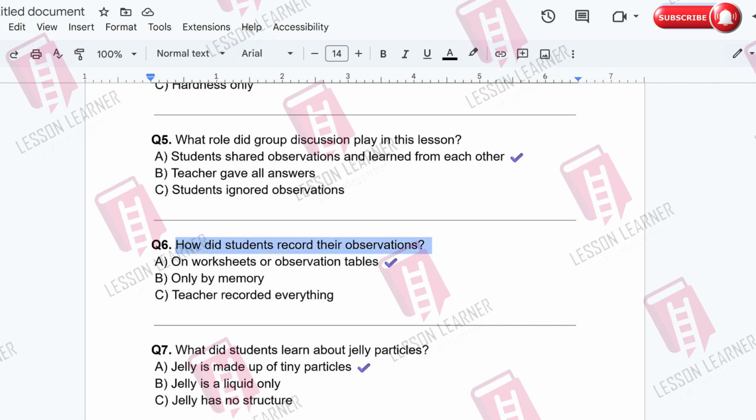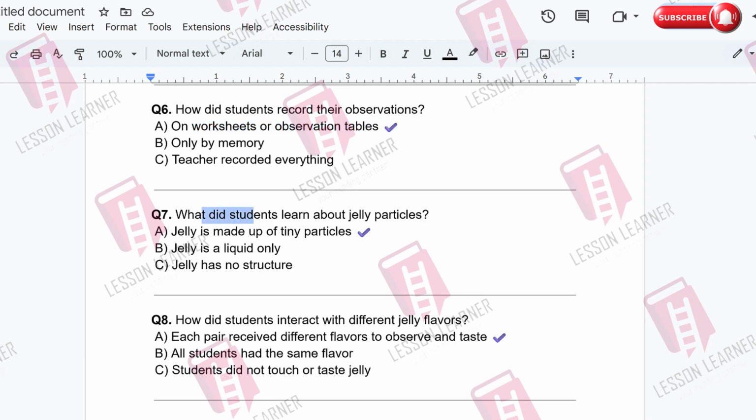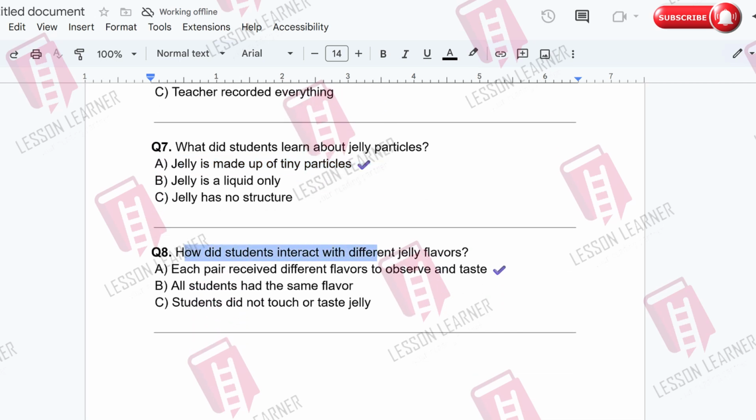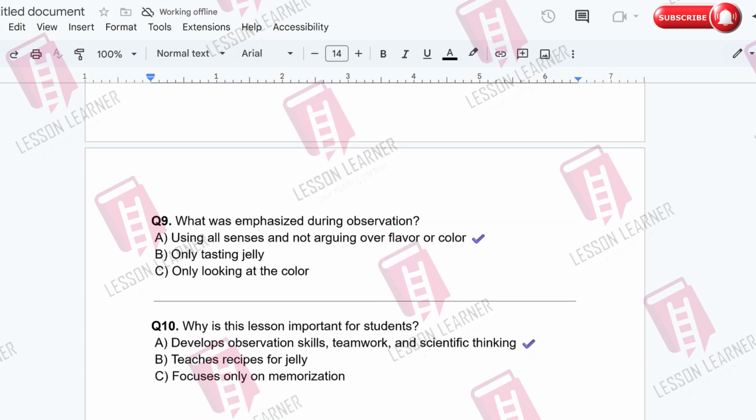How did students record their observations on worksheets or observation tables? What did students learn about jelly particles? Jelly is made up of tiny particles. How did students interact with different jelly flavors? Each pair received different flavors to observe and taste.